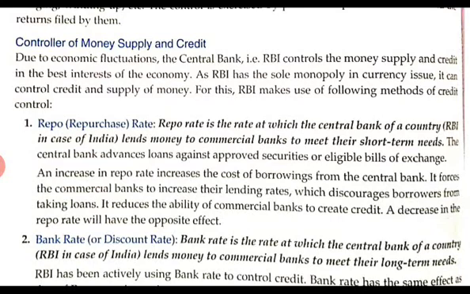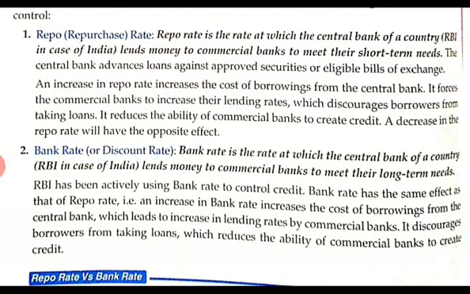The other instrument is the bank rate, also called the discount rate. Bank rate is the rate at which the central bank of a country, RBI in case of India, lends money to the commercial bank to meet their long-term needs. So repo rate and bank rate are the same. The only difference is that repo rate is for short-term needs, and bank rate is for long-term needs. Using this instrument, the bank rate, the central bank controls credit like this. RBI has been actively using this bank rate to control credit. Bank rate has the same effect as that of repo rate.